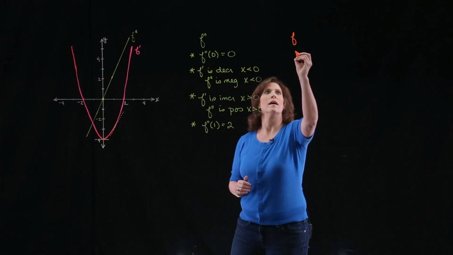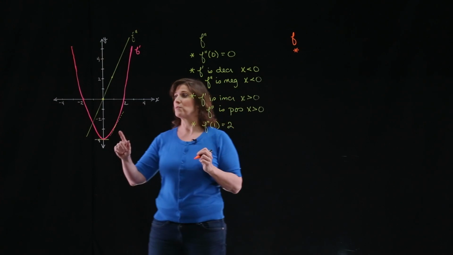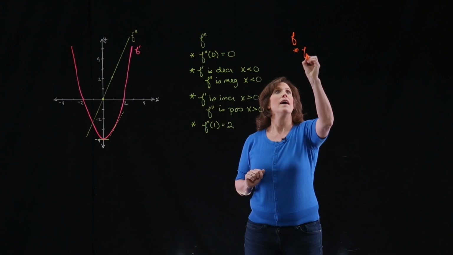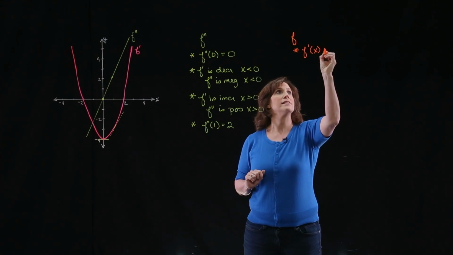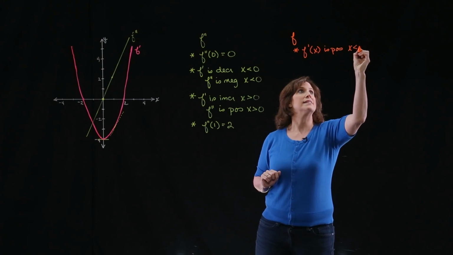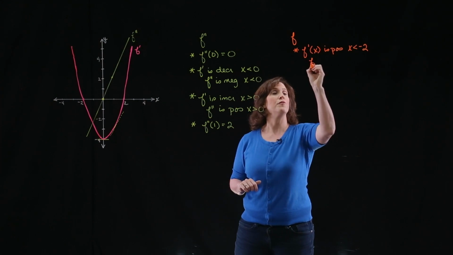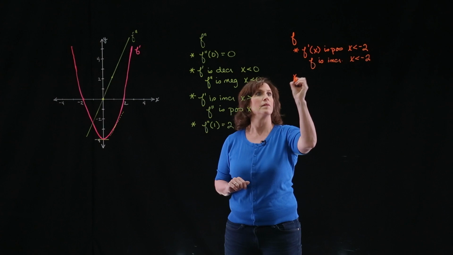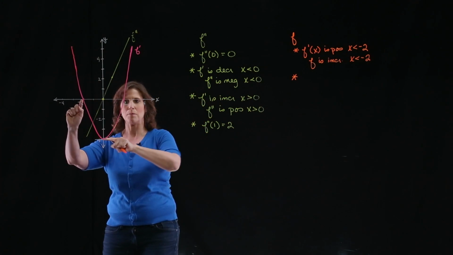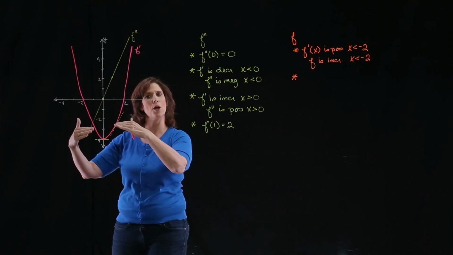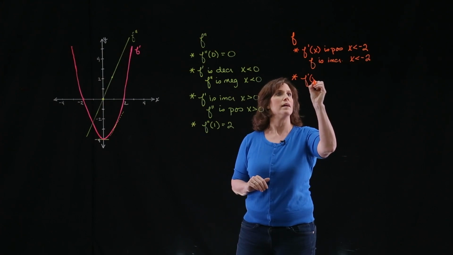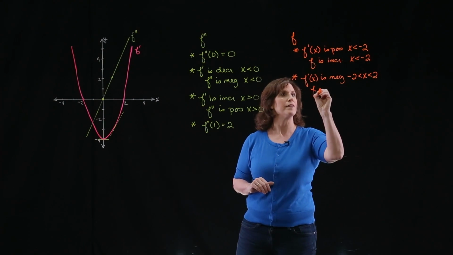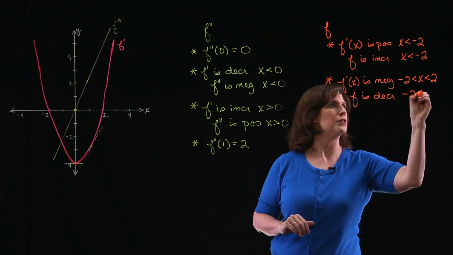Well, what do I know? I know that my first derivative is positive for values less than -2. So I know that f prime of x is positive when x is less than -2. That tells me that the original function is increasing when x is less than -2. Now look at what happens between -2 and +2. F prime is negative. It's all below the x-axis. So f prime is negative between -2 and +2, which means that f is decreasing between -2 and +2.